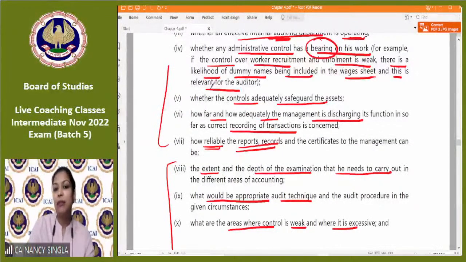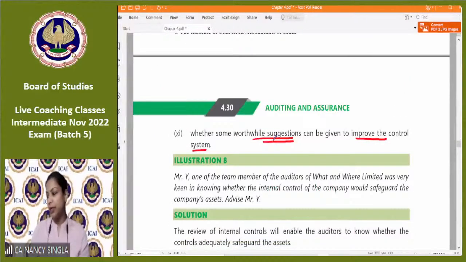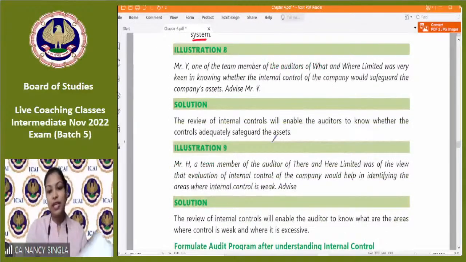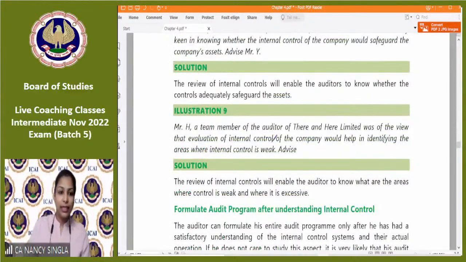What suggestions can be given to the management for the improvement? Simple, very general points. So with this, we have done this topic also. Let us just have a look at illustration 9.